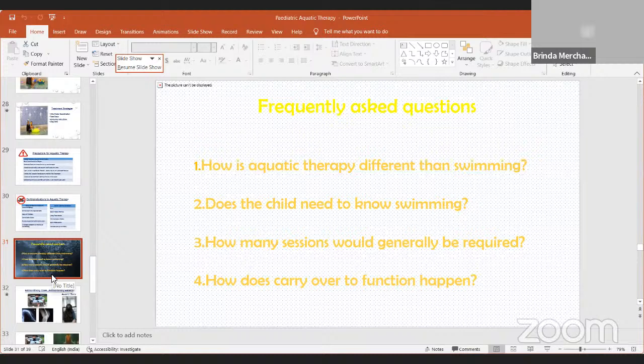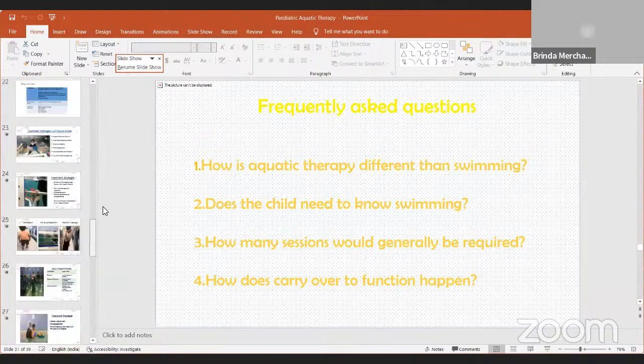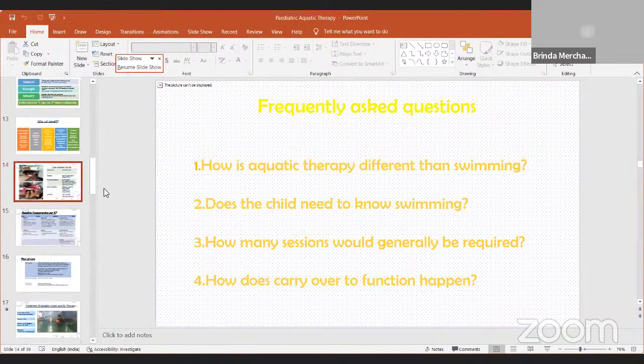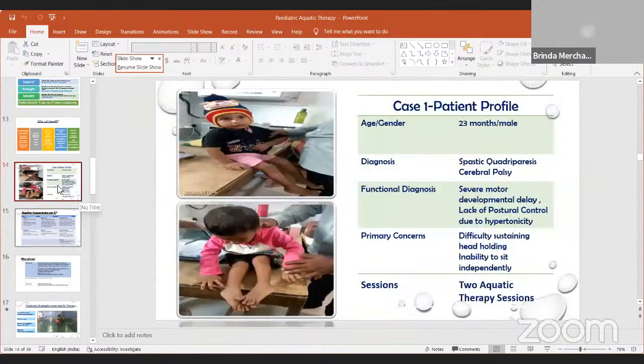How does carryover to function happen? Aquatic therapy is not an umbrella therapy. We have to combine it with appropriate land-based interventions so that ultimately carryover of function takes place, and the child is then gaining full advantage of the sessions that he is having.